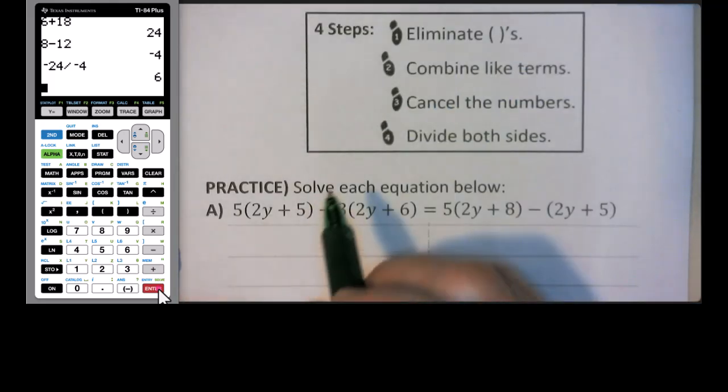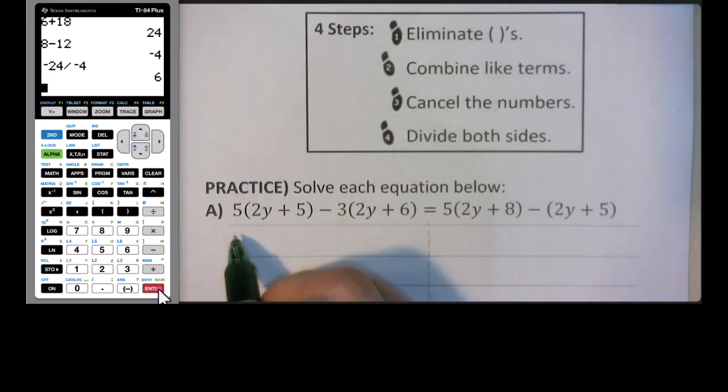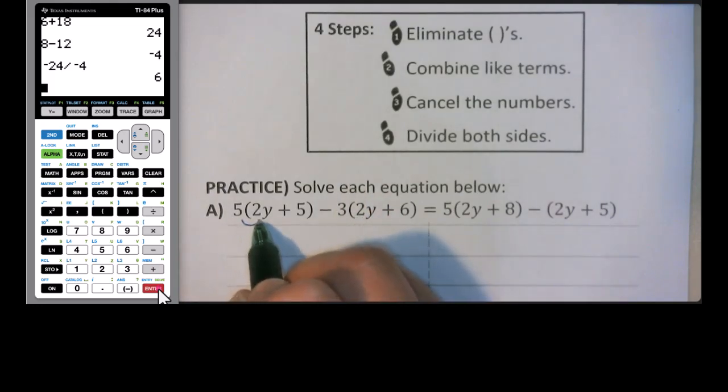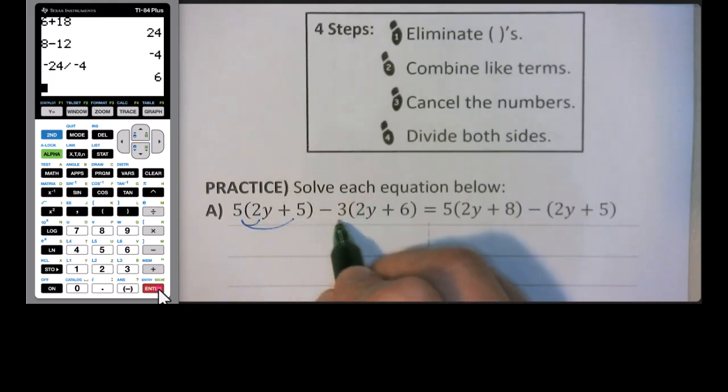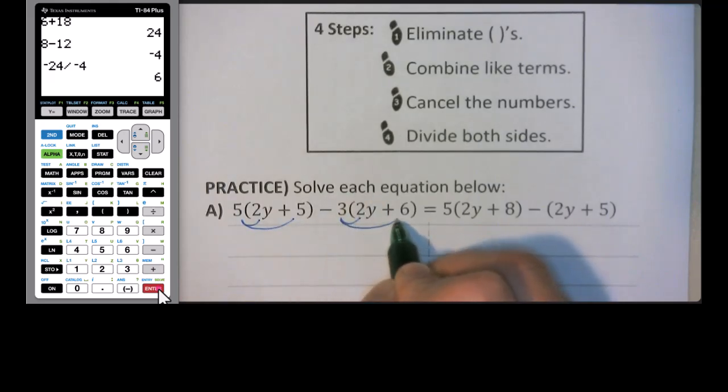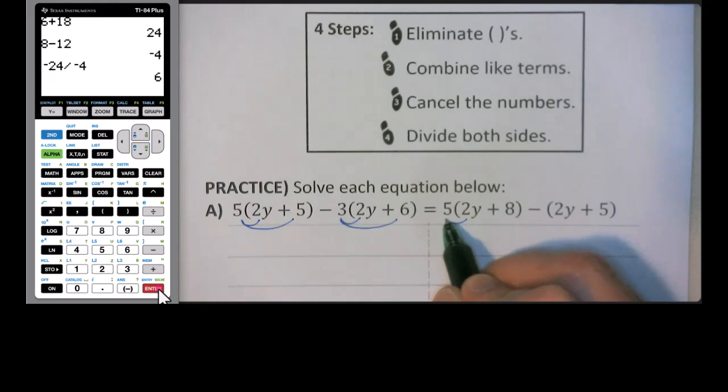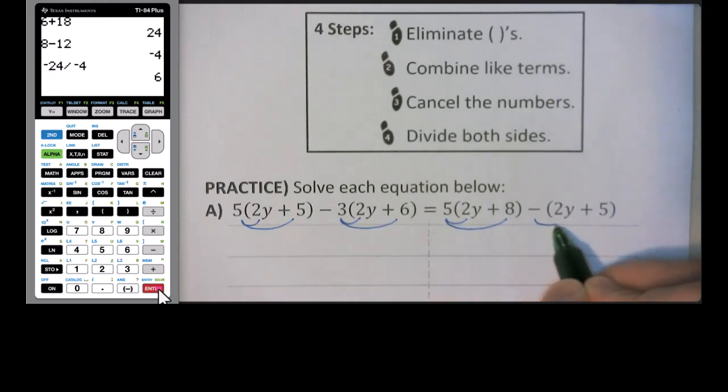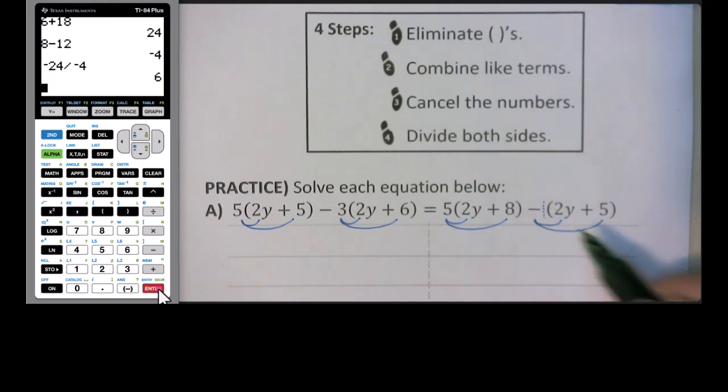Welcome back. So let's check how you did for the practice problems. Please remember the first step is to eliminate parentheses. So we're going to multiply the numbers that are outside with the numbers that are inside. Please notice there's no number here, so we know that there's an invisible 1 that we can put right there.